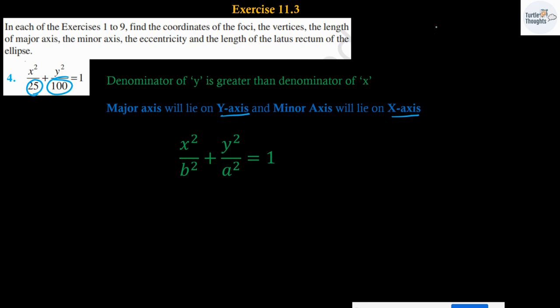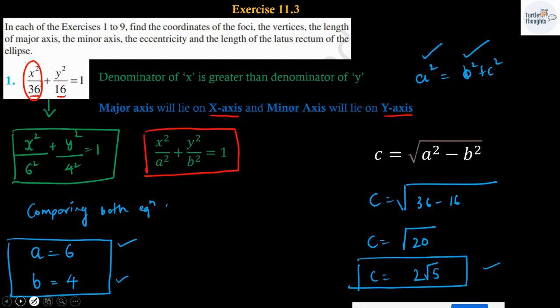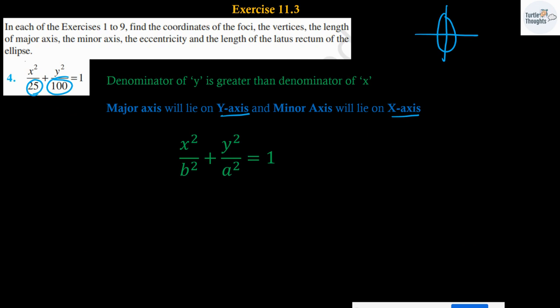Now we are talking about an ellipse which looks like an egg, which is elongated about the y-axis. In the previous question, the first question, we had taken an ellipse which is elongated about the x-axis. This is the only difference. When it is about the x-axis, the equation is x square divided by a square plus y square divided by b square is equal to 1. When it is elongated about the y-axis, or when the denominator of y is greater than x, the equation is going to be x square divided by b square plus y square divided by a square is equal to 1.